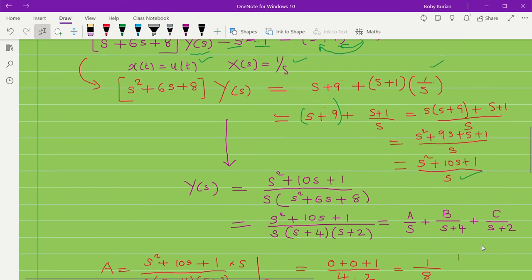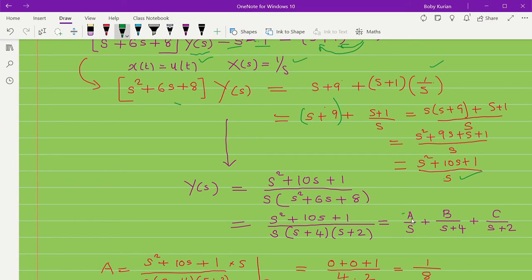So now this right side term, we can find out y of s. So y of s equals, right side, s square plus 10s plus 1 by s. The left side term goes to the denominator, s square plus 6s plus 8. So this can be expanded by using partial fraction expansion form.